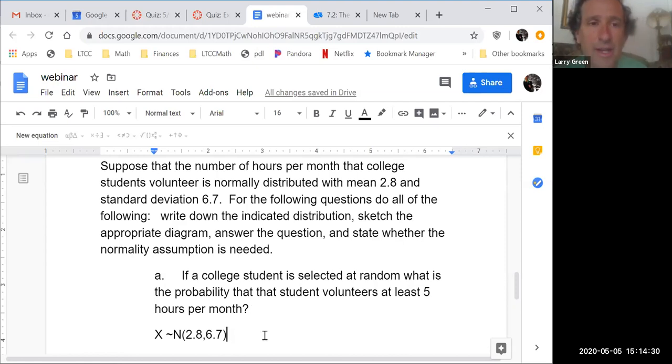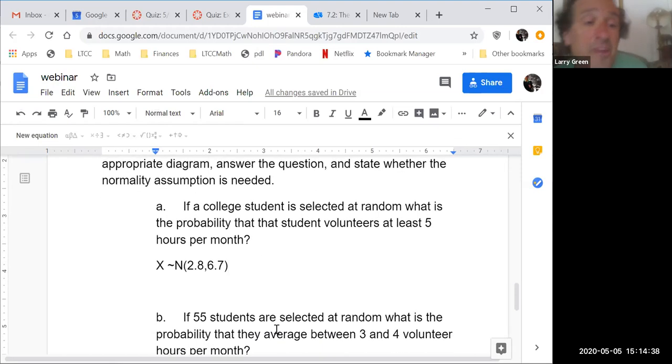Any questions on that? Okay, for time reasons, I'm not going to draw the picture because that takes a while on a computer. But it's a normal distribution. Mean is 2.8. We want at least 5 hours a month. So I'm just going to write it as P of x greater than 5.